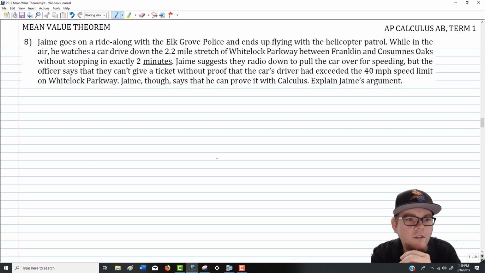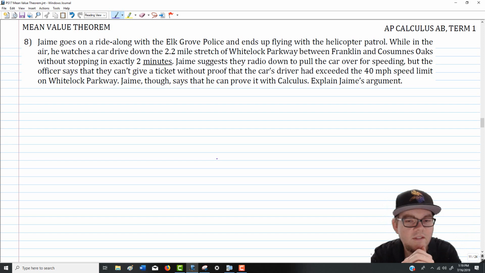While in the air, he watches a car drive down the 2.2-mile stretch of Whitelock Parkway between Franklin and Cosumnes Oaks without stopping, so it must have hit some lights or ran some lights, in exactly 2 minutes. So 2 minutes to go 2.2 miles. Jaime suggests they radio down to pull the car over for speeding, but the officer says they can't give a ticket without proof that the car's driver exceeded the 40-mile-per-hour speed limit on Whitelock Parkway. Jaime, though, says that he can prove it with calculus. Your job would be to explain Jaime's argument here.